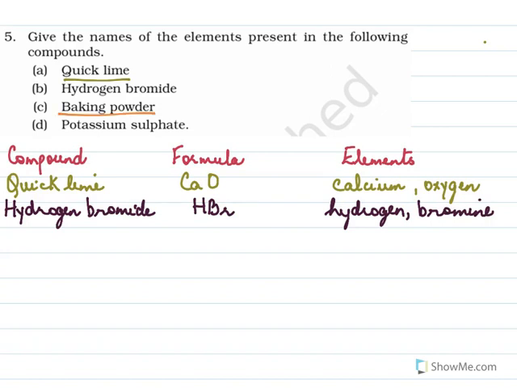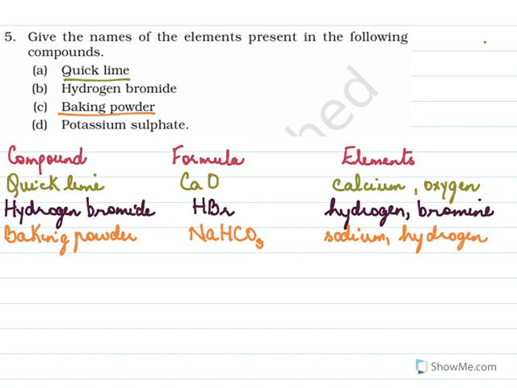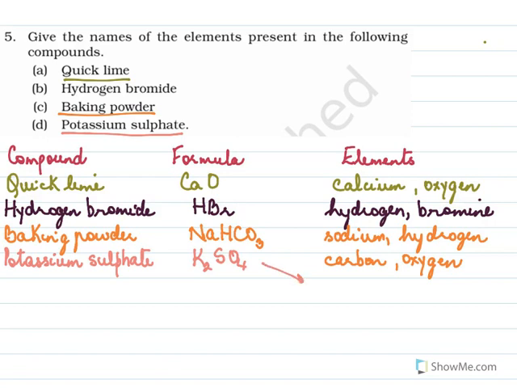Then next we take baking powder. So baking powder formula NaHCO3, so that means made up of sodium, hydrogen, then carbon and oxygen. Next we take up potassium sulfate. So potassium sulfate K2SO4, and it is made up of potassium, then is sulfur, and oxygen.